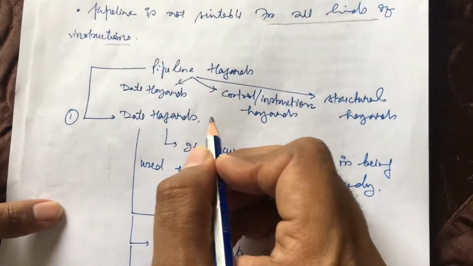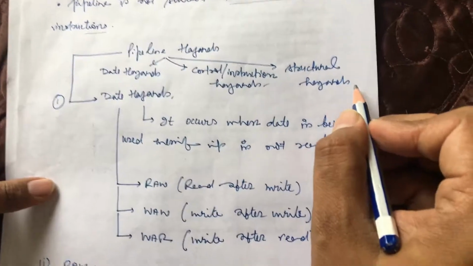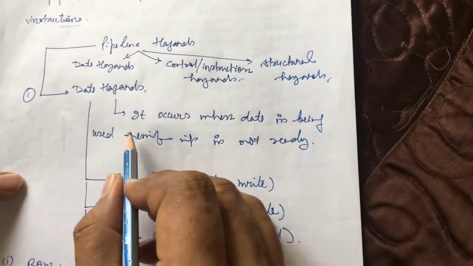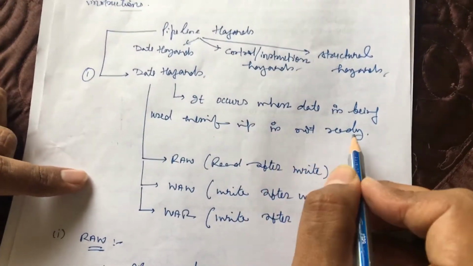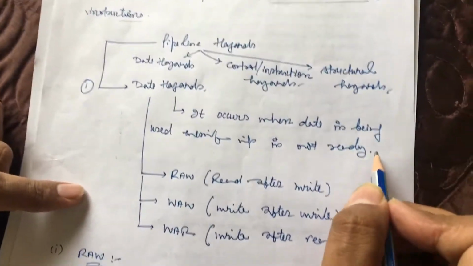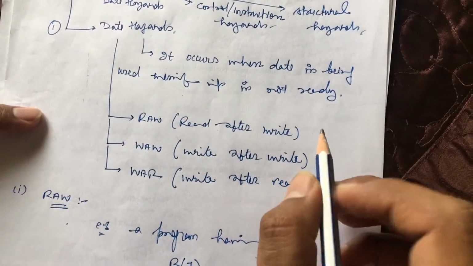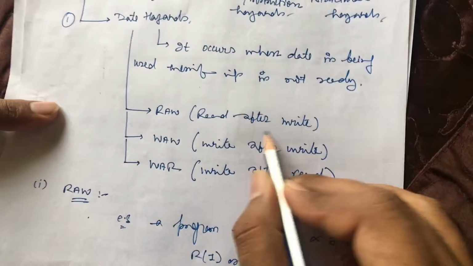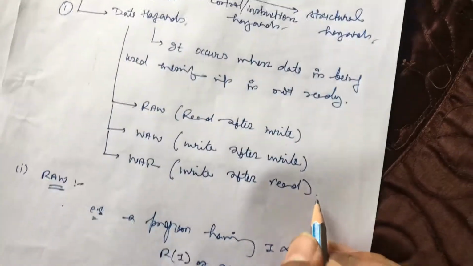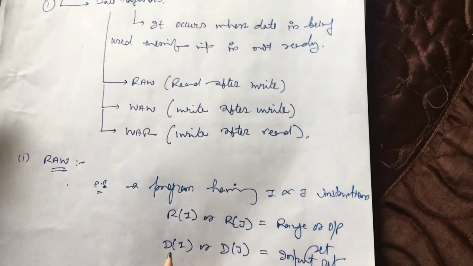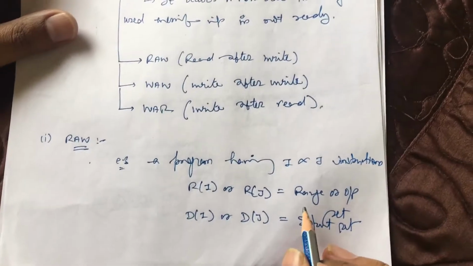The first one is data hazards, the second one is control or instruction hazards, and the third one is structural hazards. Data hazards occur when the data is being used even if it is not ready. The processor is trying to use the data, but the data is not ready. So it is again of three types: read after write, write after read, and write after write.